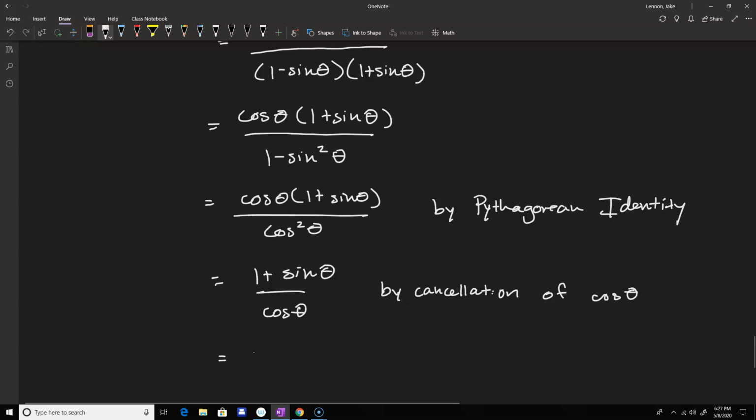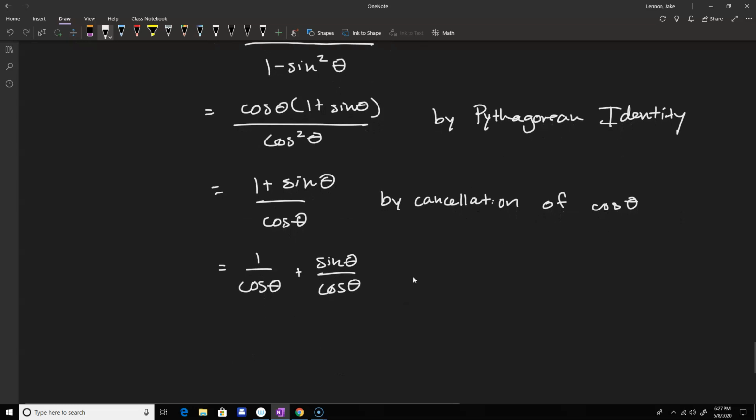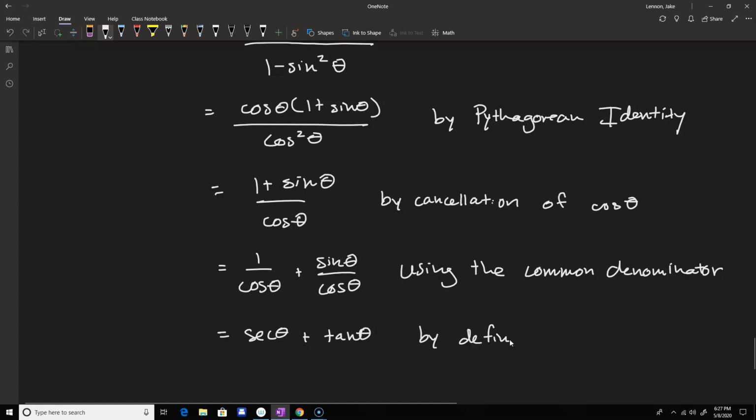And then our last step, we're just going to split the fraction using the common denominator of cosine theta. And the very last step is to just use the definition of secant and tangent. So 1 over cosine theta is the secant of theta, and sine of theta over cosine of theta is the tangent of theta, and this is just by definition. So that is the end of the proof.